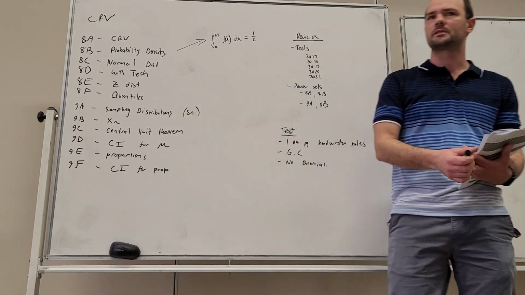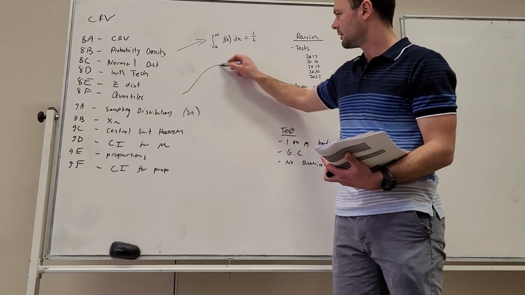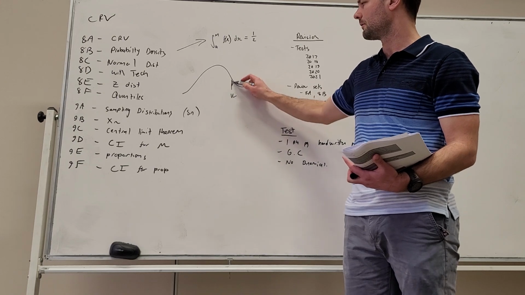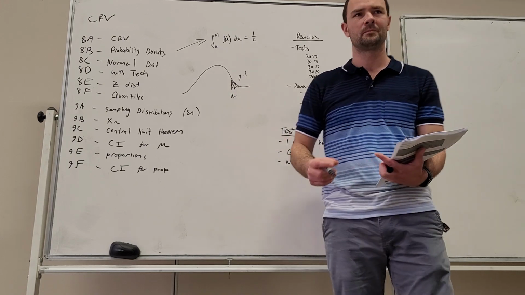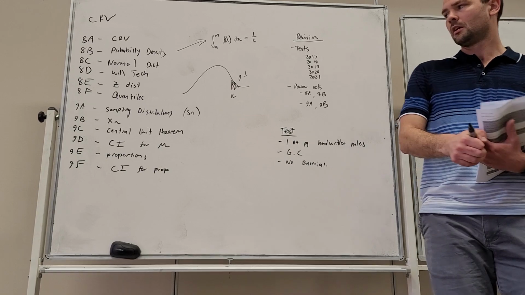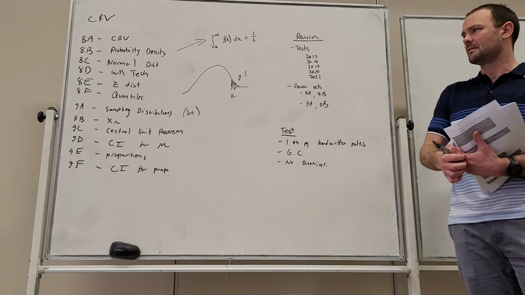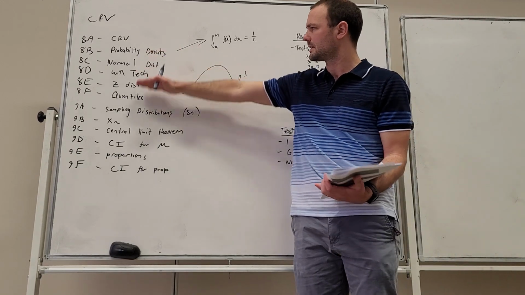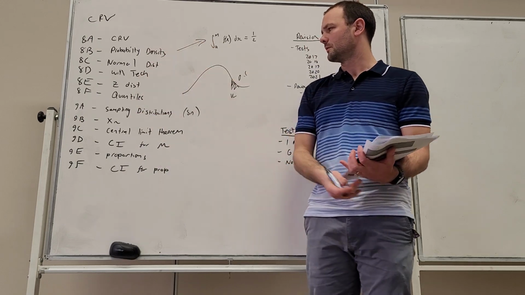8F, quantiles. So what are quantiles? Here's K. What's the value of K, so that the area is 0.1 on a distribution? So that was chapter 8, and most of that we had seen before from 8C downwards, whereas A and B were new to us.